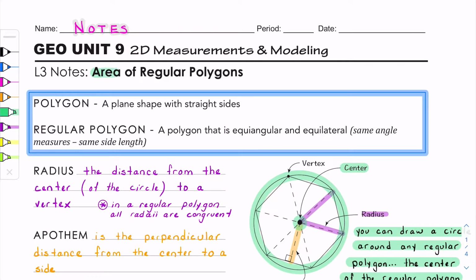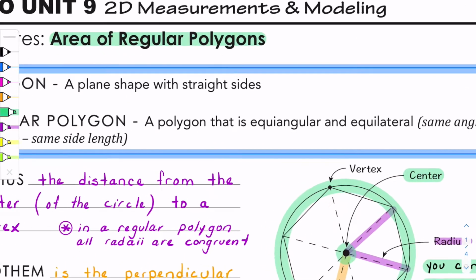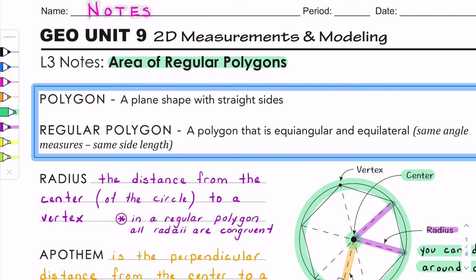Today we're learning about the area of regular polygons. To begin with, let's review a couple vocab words. The first one being a polygon. So a polygon is a plane shape with straight sides.